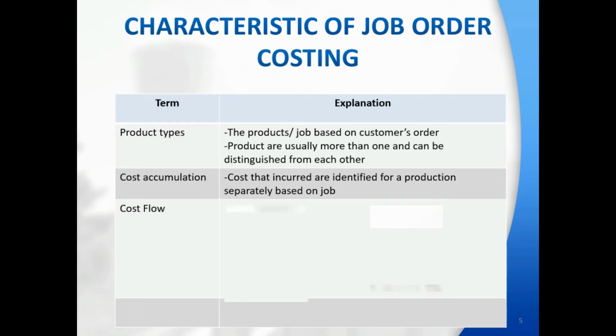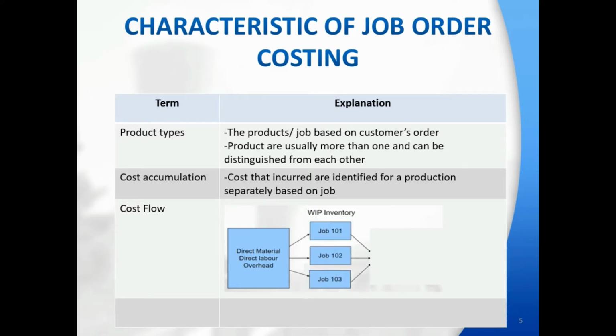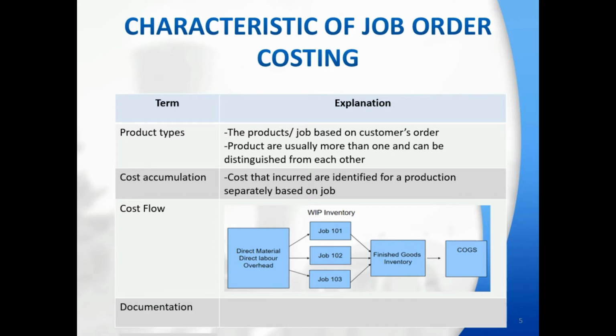Cost flow: direct material, direct labor and overhead assigned to each job are called work in process. When the job is completed, it will be posted to the finished goods account. If the goods are sold, it will be posted to cost of goods sold. Documentation: material acquisition form, time ticket, and job cost sheet.